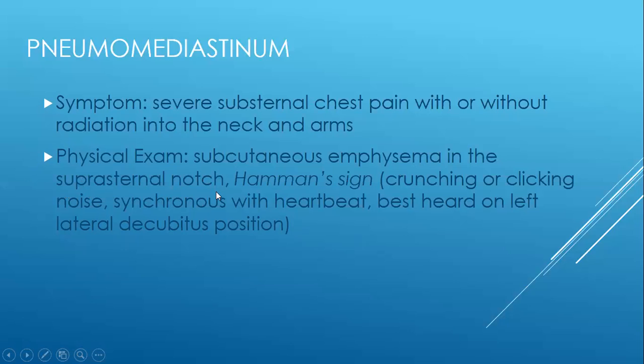So this is similar to when you're trying to pop your bubble wrapping. So when you press a bubble wrap, you feel that popping sensation. So that's actually what you will feel if you try to press on the anterior chest wall of these patients. So that's your subcutaneous emphysema. Or you can encounter the Hammond's sign or Hammond's crunch.